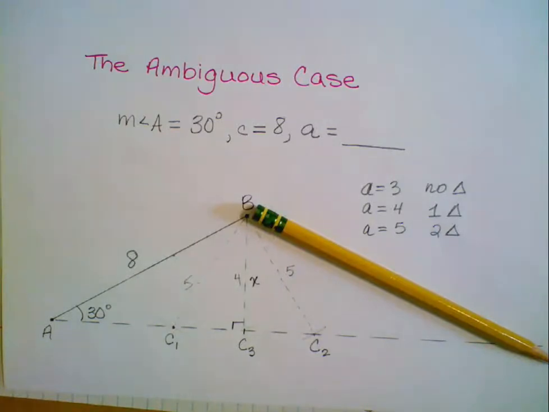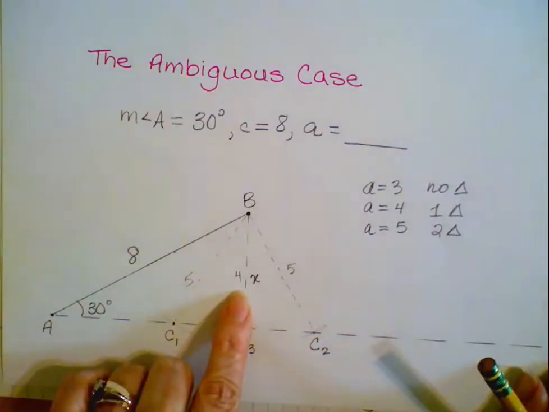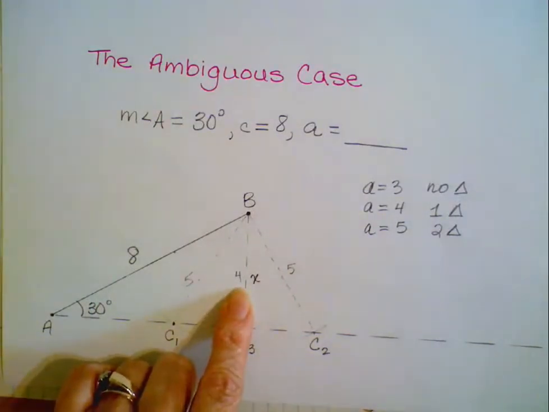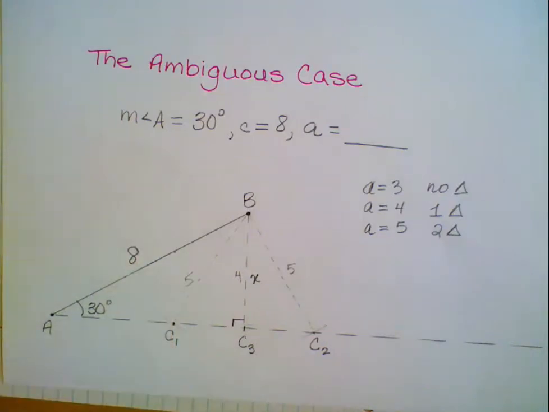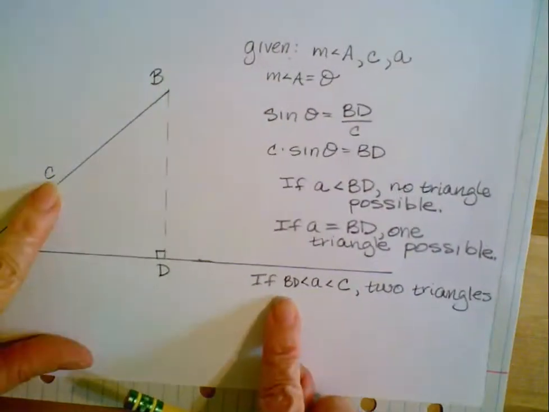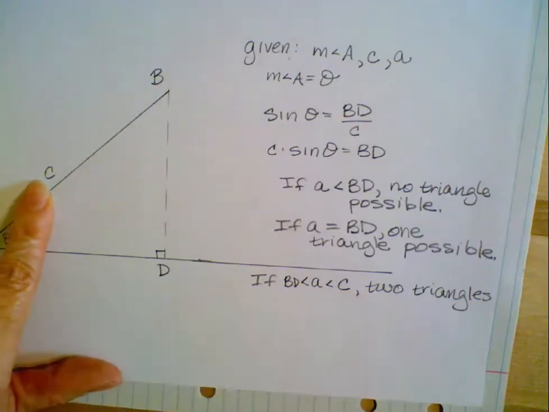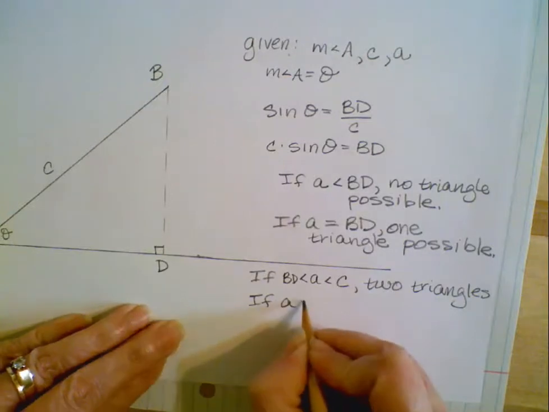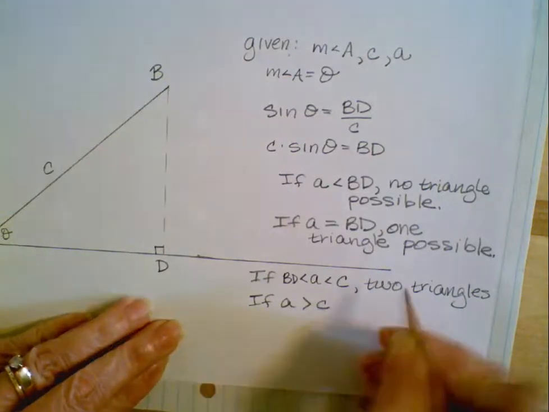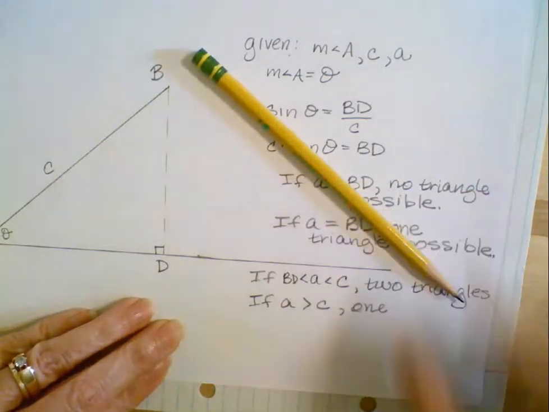So what we're going to see is that if the length of this segment is greater than the height and also less than this side, then we can get two triangles possible. If A is simply greater than segment C, then there's only going to be one triangle. So if that third side is greater than the length of C, there's one triangle possible. Specifically, we're going to end up with something over here.